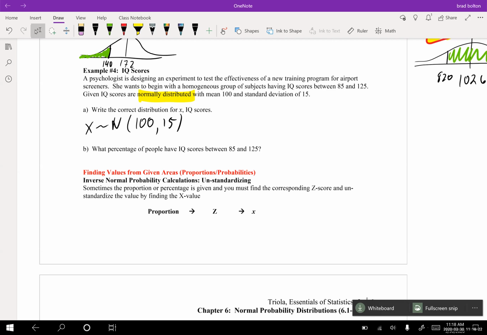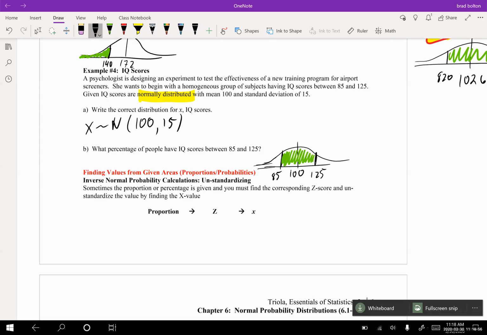So it says, what percentage of people have IQ scores between 85 and 125? Remember, all that is is this drawing. We know that the mean of 100 is right here, and that means 85 is over here somewhere and 125 is over here somewhere. We're just eyeballing it. And then we want the IQ scores in between. What's the probability of getting an IQ score between 85 and 125?